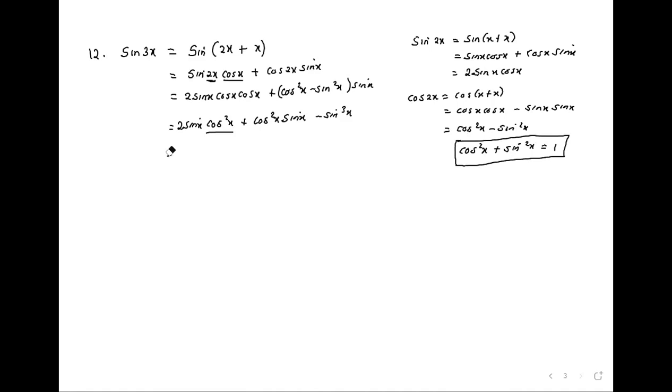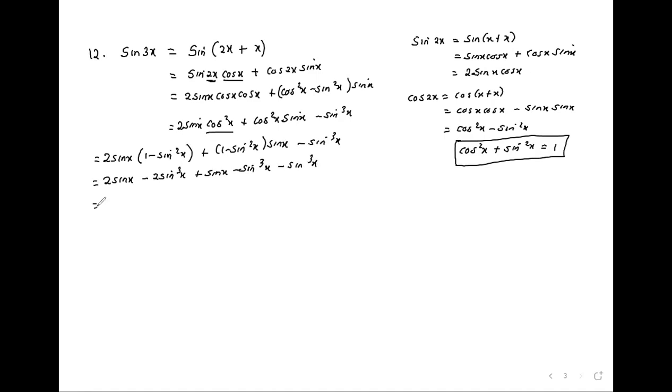So that is 2 sin x times 1 minus sin squared x, plus 1 minus sin squared x times sin x, minus sin cubed x. Then we expand, we get 2 sin x minus 2 sin cubed x plus sin x minus sin cubed x minus sin cubed x.